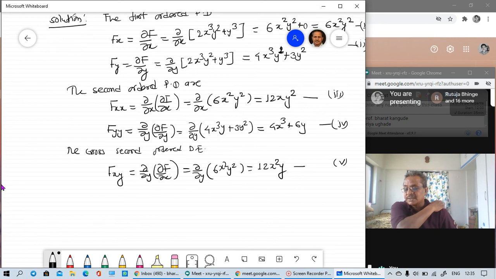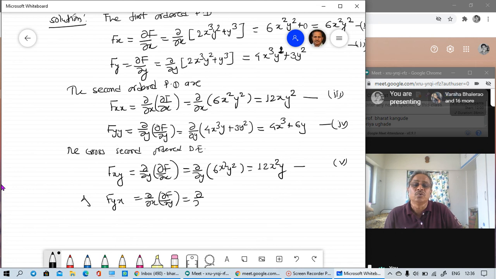So fxy, the first cross second order partial differentiation, comes to be 12x square y. Now last one is fyx, and fyx is equal to del by del x of del f upon del y. So you have to differentiate equation number 2 here with respect to x. And what was our fy? That was 4x cube y plus 3y square.